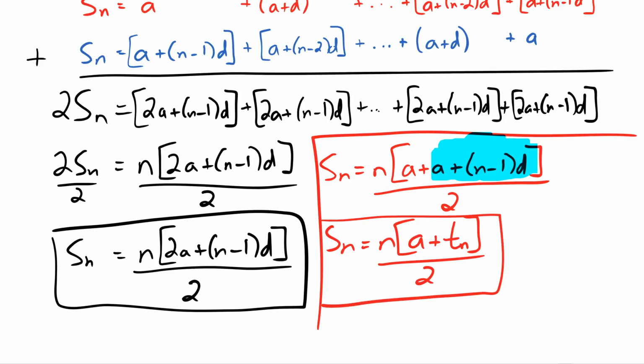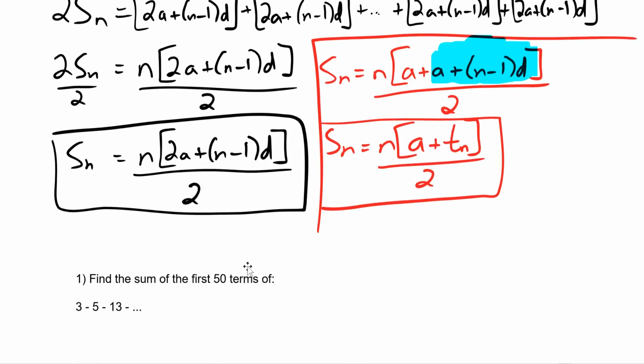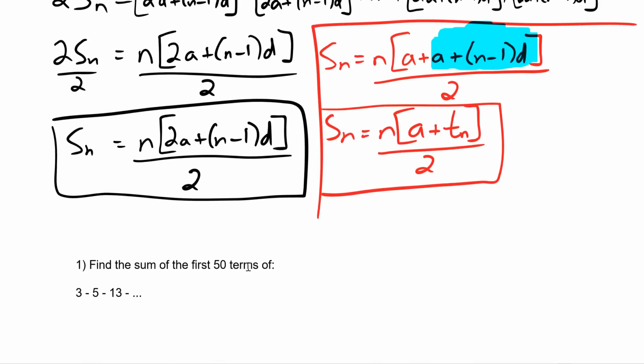So we'll take a look at a few examples here. We'll first have to figure out which of these equations we can use, and then we'll solve from there. So the first question we'll look at, we'll find the sum of the first 50 terms of this series right here, 3, negative 5, negative 13, and so on. Now, a series is the addition of all these terms.